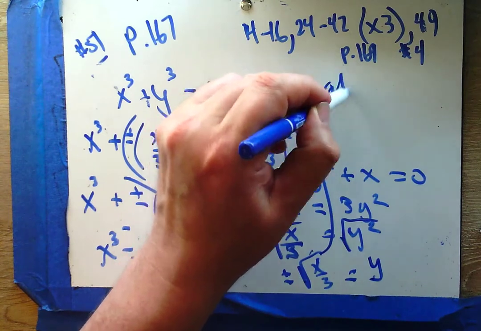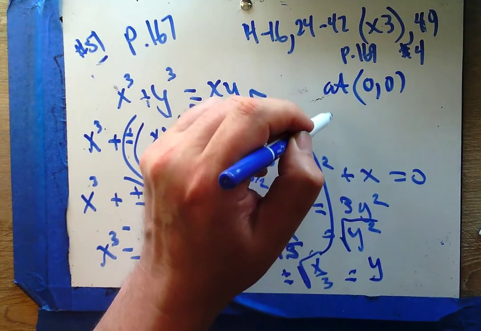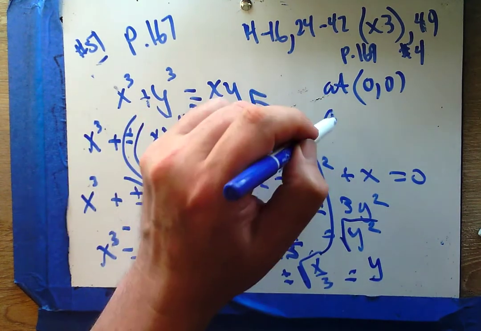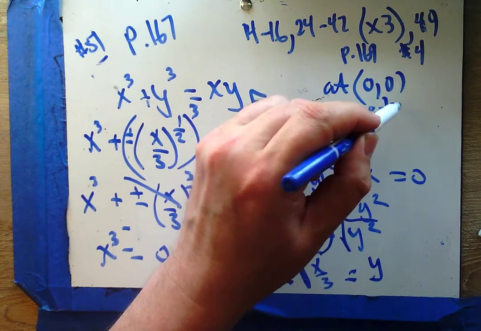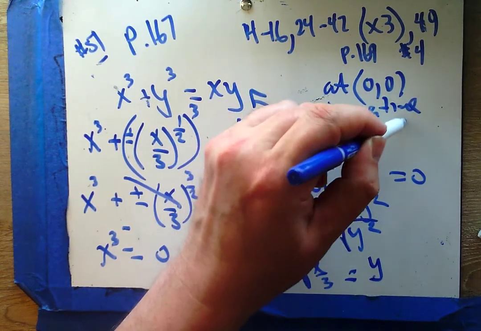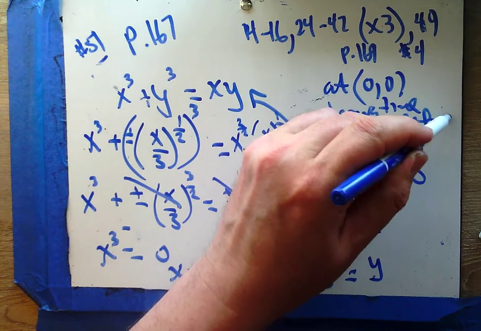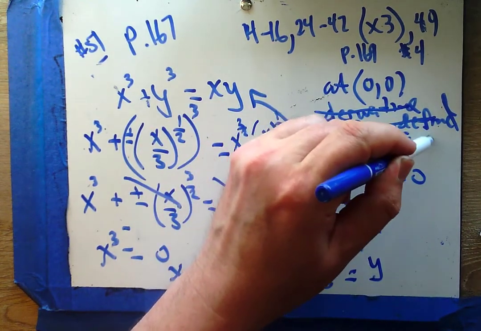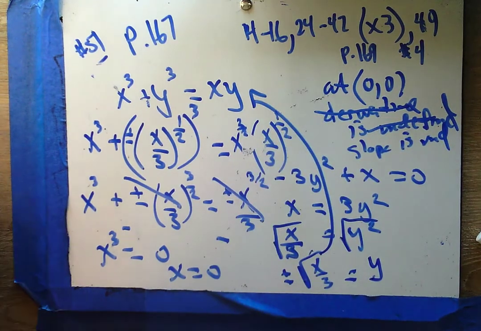So at (0, 0), the derivative is undefined. Or instead of derivative, we could say slope is undefined. Okay. Wow. Yeah. That was a lot of algebra. You won't see that on the AP exam or our test. I think this is just a frustrated textbook writer doing that. So bear with them.